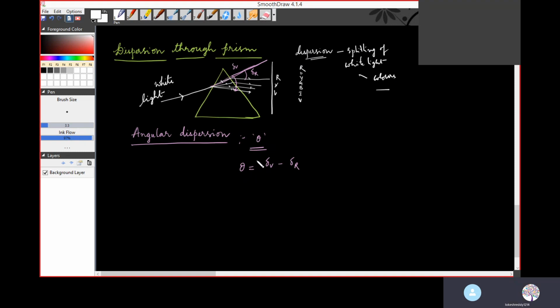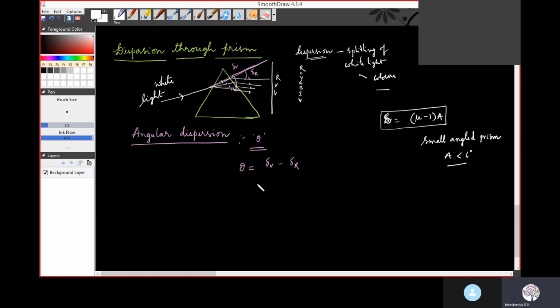Now we know that the deviation formula is mu minus 1 into A for small angled prism. Small angled prism means the angle of the prism is somewhere less than 6 degrees. Then we call it a small angled prism. For small angled prism, deviation is equal to mu minus 1 into A.